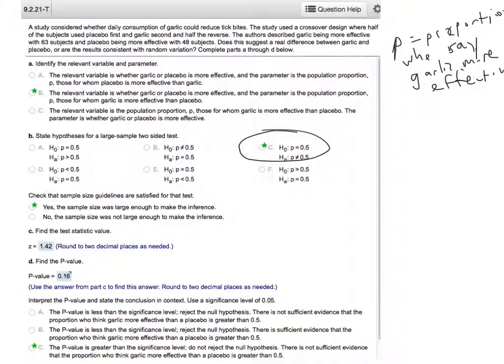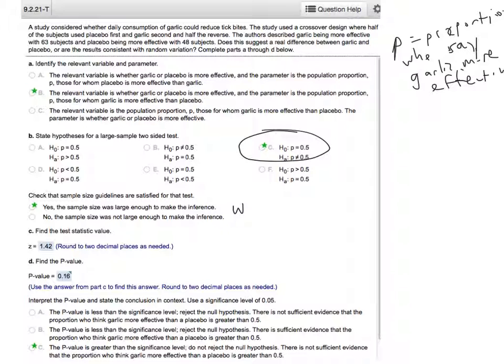That we're testing, and you can see this is going to be a two-tailed test, right? So at the end we're going to have to remember that. This question about sample size is something I didn't talk about in class, but basically the sample size has to be big enough.